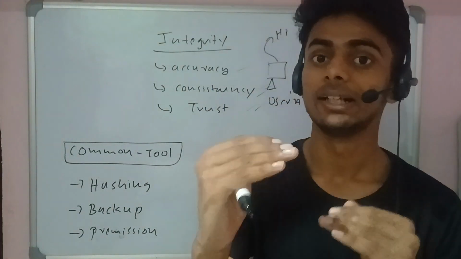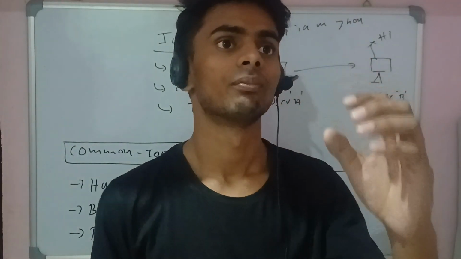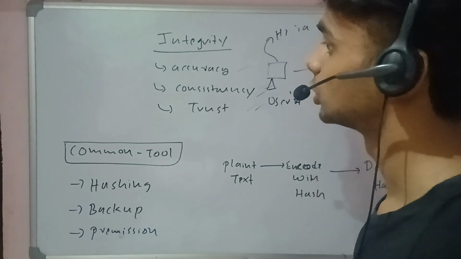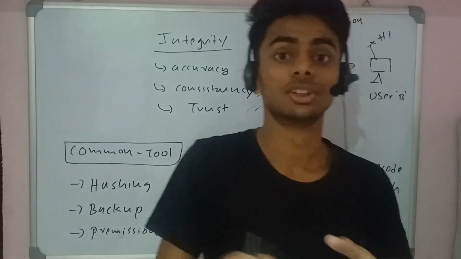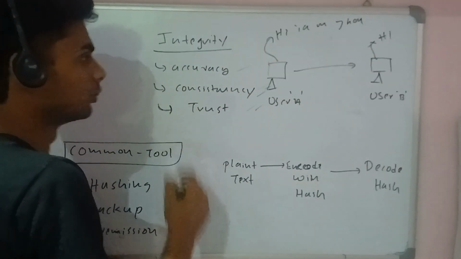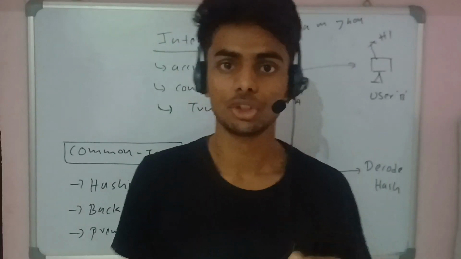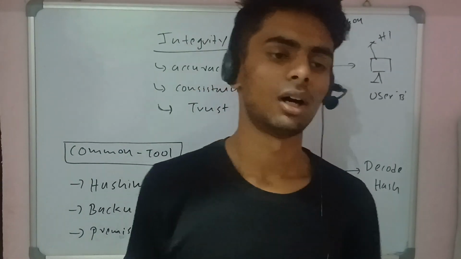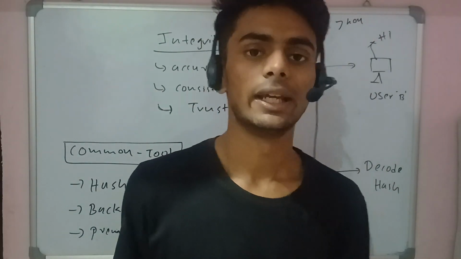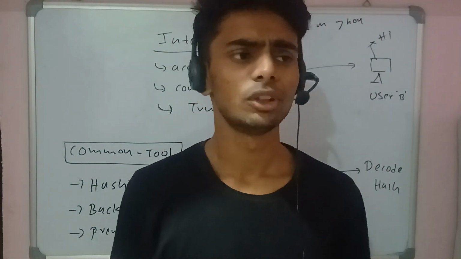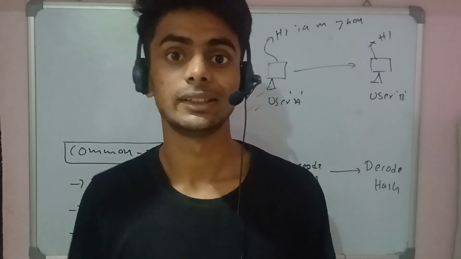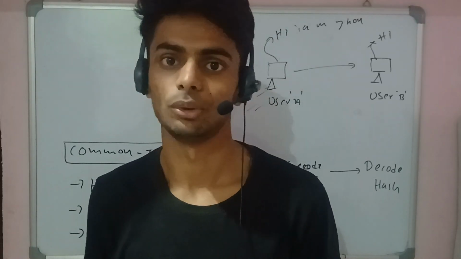So integrity ensures that data is transferred accurately between two different systems, and that the data is consistent between them, and that the data can be trusted. Why do we talk about trust in integrity? When user A sends something to user B, how can we know that user A sent it to user B, and why only user B receives it and not user C?